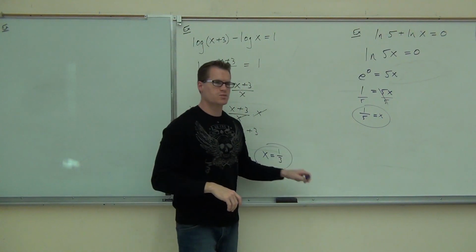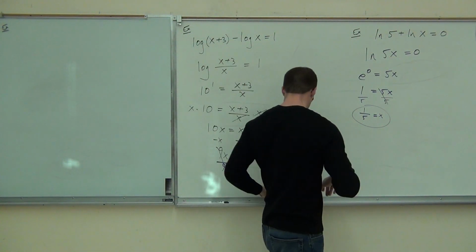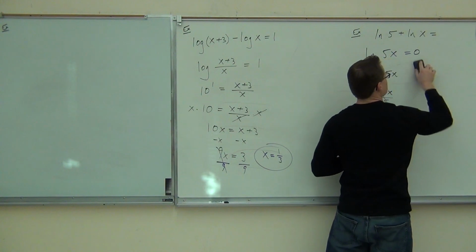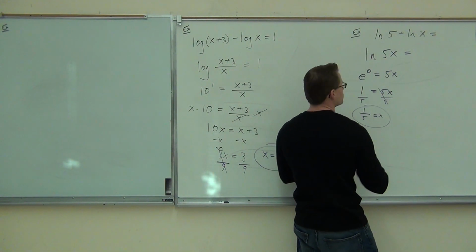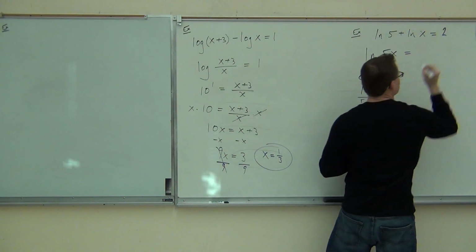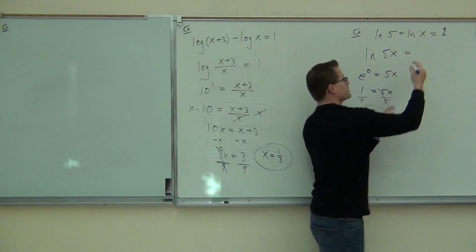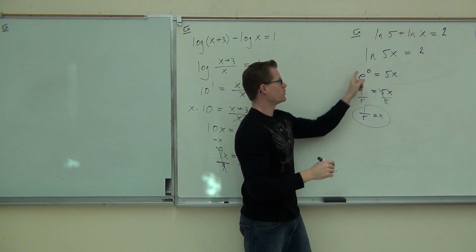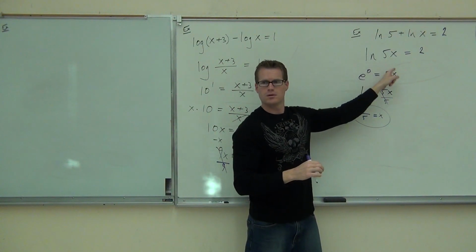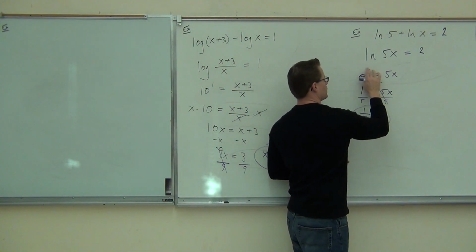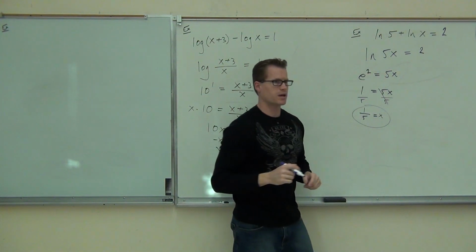One more thing I want to show you with this problem. What if this is not a 0? What if this is like a 2? If that's a 2, would you still do the same thing here? Okay, and then you'd have a 2 here. What would this become? E squared. Then you'd have a square there, yes?